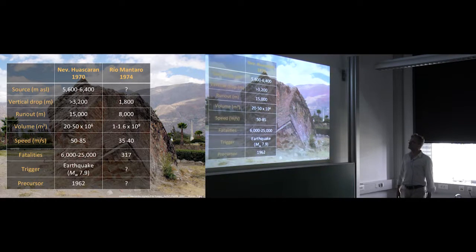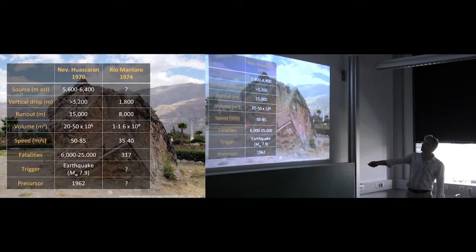Just some numbers to put things into context. Once again, the whole thing detached at about 5 to 6 kilometers above sea level, dropped for more than 3, ran out, at least in the catastrophic mass movement phase, for 15 kilometers in a matter of minutes. Okay, 20 to 50 million cubic meters, at speeds that don't really allow any running away. So that's not an option here.